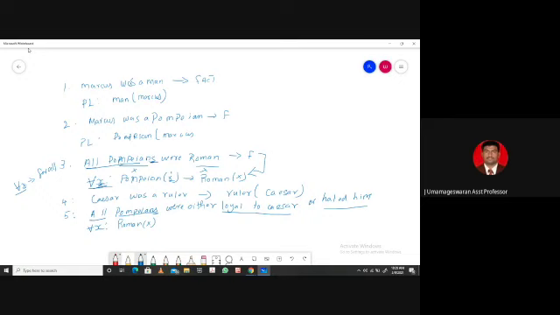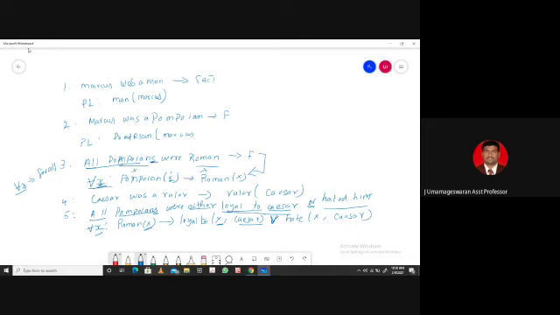So Roman(x) implies loyal to(x, Caesar): this person is loyal to Caesar, or, using the logical operator for or, hate(x, Caesar). So you write: either loyal to Caesar or hated by him. Loyal, hated, with x as the Roman or Pompeian. We have to write it in such a way. Clear?